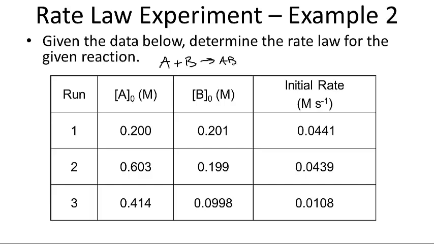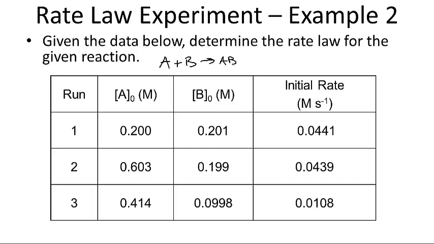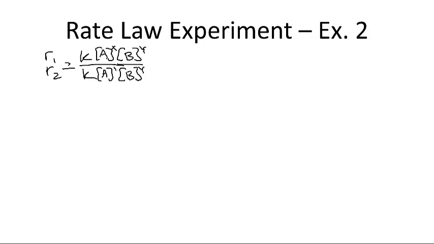So this one's a little tricky. You had to solve for A first. So if I do that method, I know that between run 1 and run 2, B stayed essentially the same. 0.201 and 0.199 are essentially the same. So if I have run 1 and run 2, B stayed essentially the same. All right, so guys, B stayed the same. k crosses out.